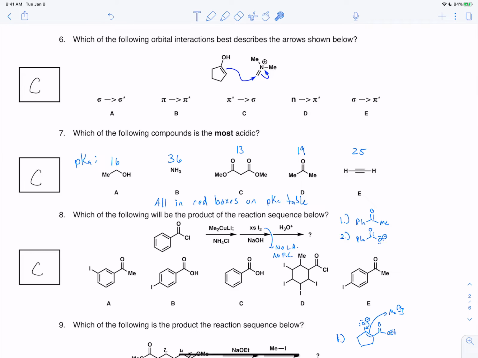Number 6 is our orbital questions, where we need to identify what the starting orbital is. We see an arrow coming from a double bond, so this would be a pi bond. So really, even if you can recognize what this answer is, B has to be the correct choice. So it's a pi to pi star interaction, and that leads us to the correct response.